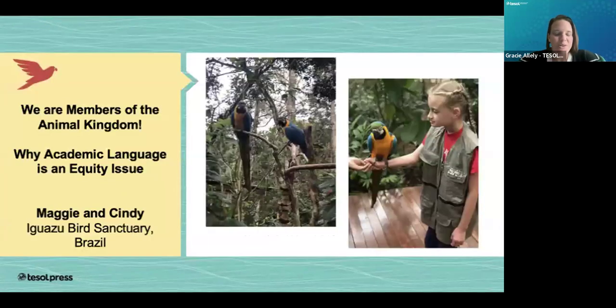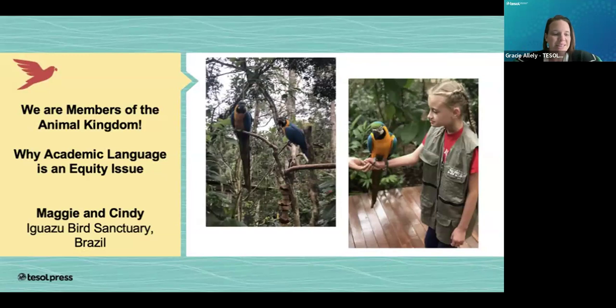So I wanted to start with just this little foundation of what SWELL is. SWELL stands for the School-Wide English Learning Model. And it is based on the idea that we are all members of the animal kingdom and that academic language is an equity issue, that in order for our students to be successful and safe and happy, they need to have a certain language in order to do that. And this photo is from one of the authors of the TESOL Teacher Leadership for School-Wide English Learning book. This is her young daughter in Brazil at the Iguazu Bird Sanctuary.